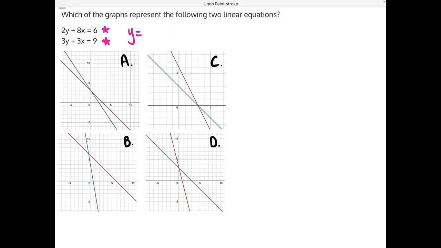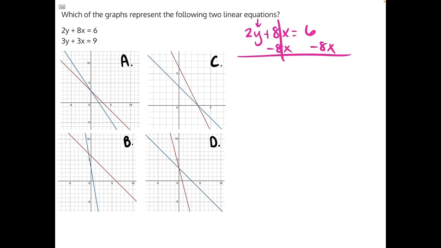So let's do that. Let's take our first equation, 2y plus 8x is equal to 6, and try to isolate our variable y. We can start by doing opposite operations to get 8x to the other side. These will cancel, leaving us with 2y is equal to 6 minus 8x. Then 2 is being multiplied to y, so the opposite operation is dividing everything by 2.